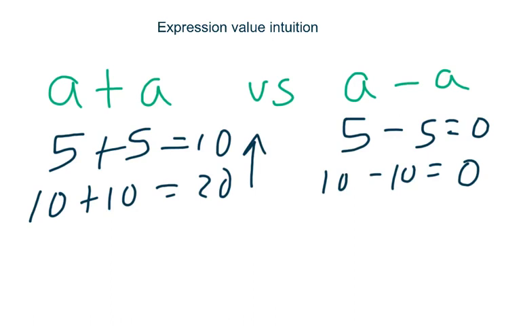So sometimes the values go up on the overall expression, sometimes they stay the same. You just have to plug in a few numbers and test out and see what happens. So as a increases, does it increase? As a decreases, does it decrease? Or does it stay the same?